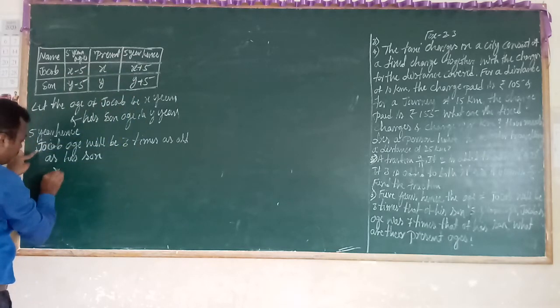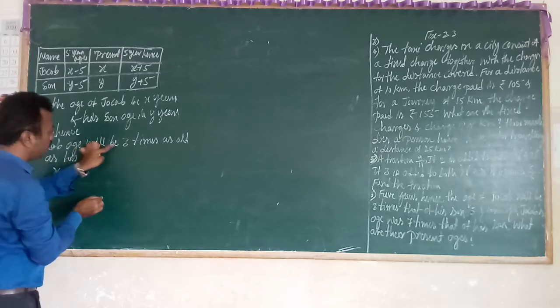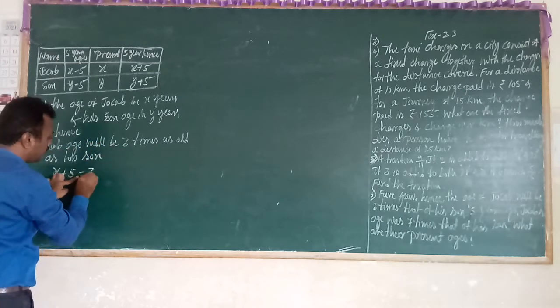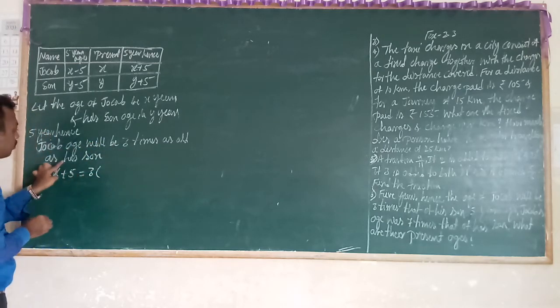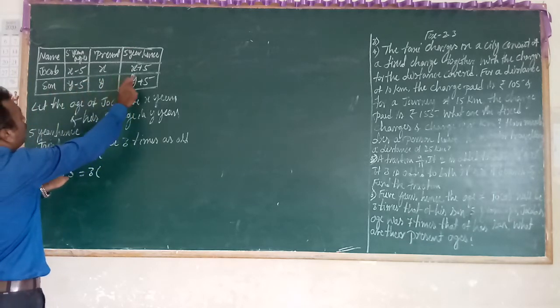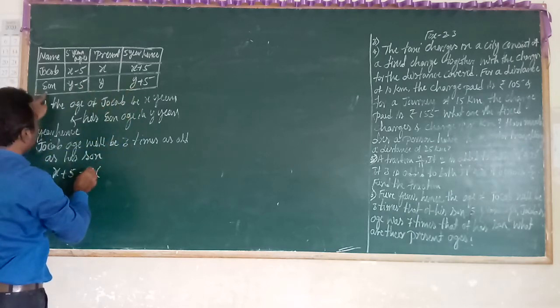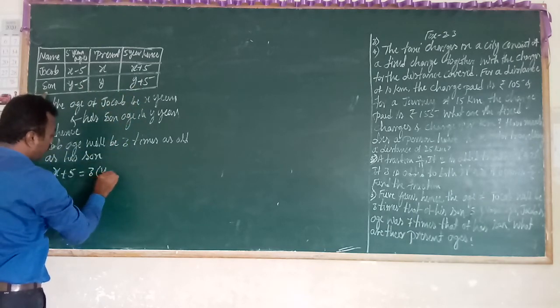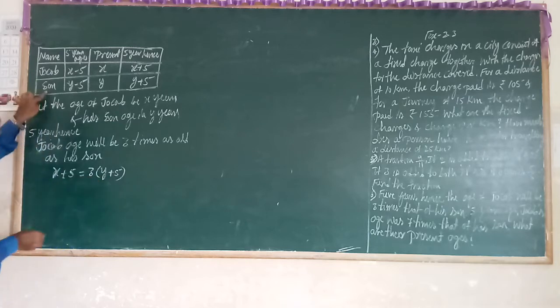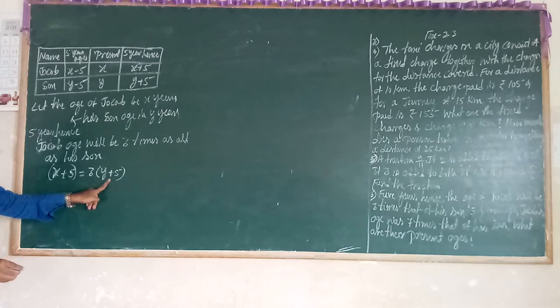So 5 years after, how much is Jacob's age? x plus 5. It is equal to 3 times, as old as his son. How much is the son's age after 5 years? The son's age is y plus 5. So Jacob's age is x plus 5 after 5 years, 3 times his son's age. The son's age after 5 years is y plus 5.